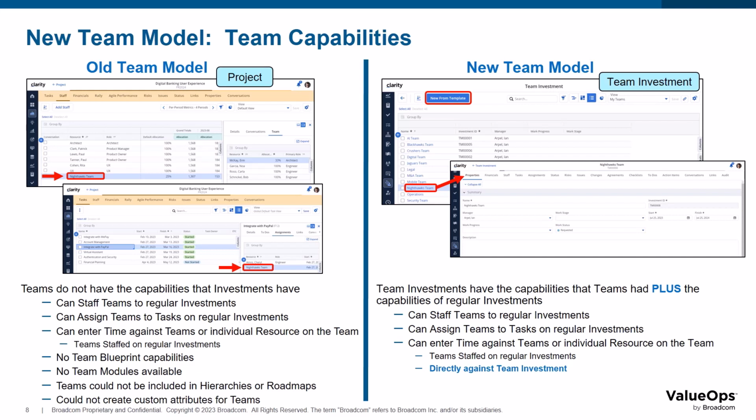And we'll take a look at those capabilities in this slide and for the next 3 slides. So what you can do now in the new team model is you could enter time directly against the team investment. And there may be some customers who want to do that because maybe they don't want to track their work for specific items and activities, and they don't need to track them at an investment level, and they may just want to track them at a team level. So we wanted to provide that capability.